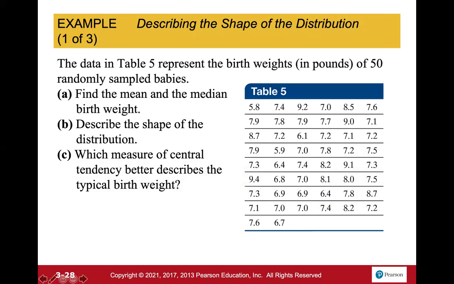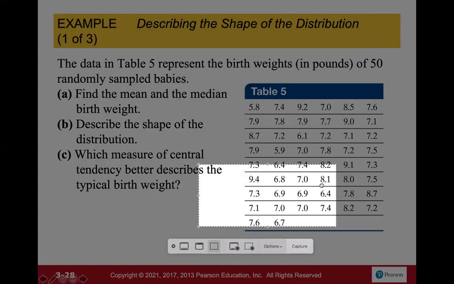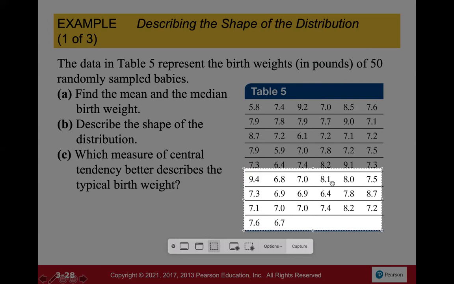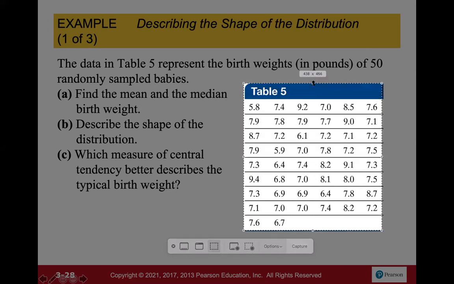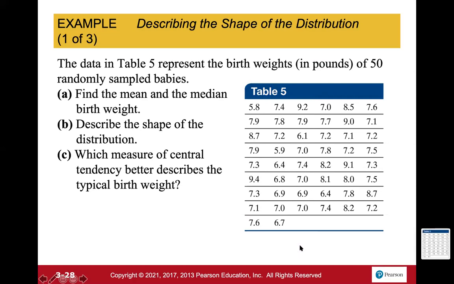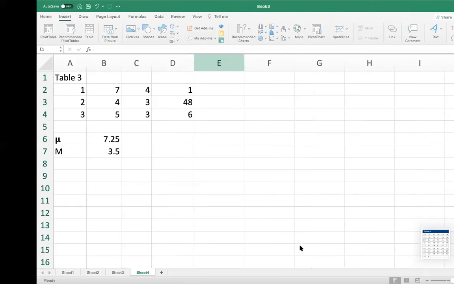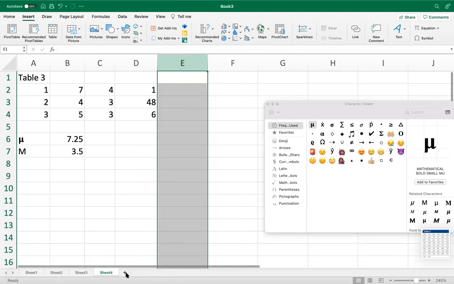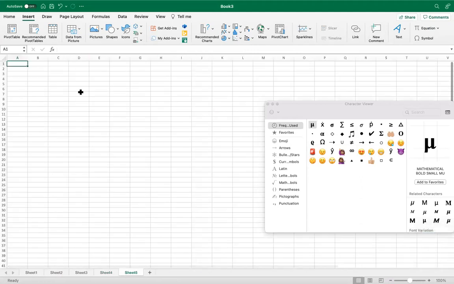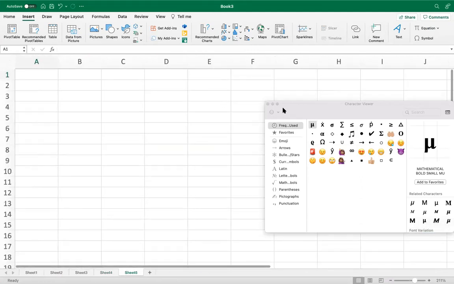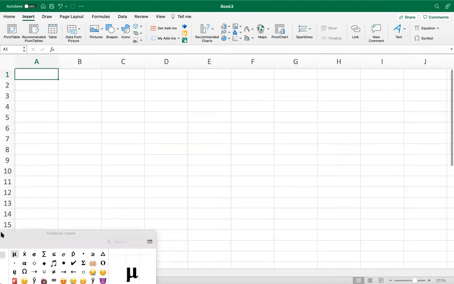So first thing I'm going to do is take a snapshot of this so that way we don't have to write everything down. And we're going to take it right over here. Let's get a new sheet going. And data from table.